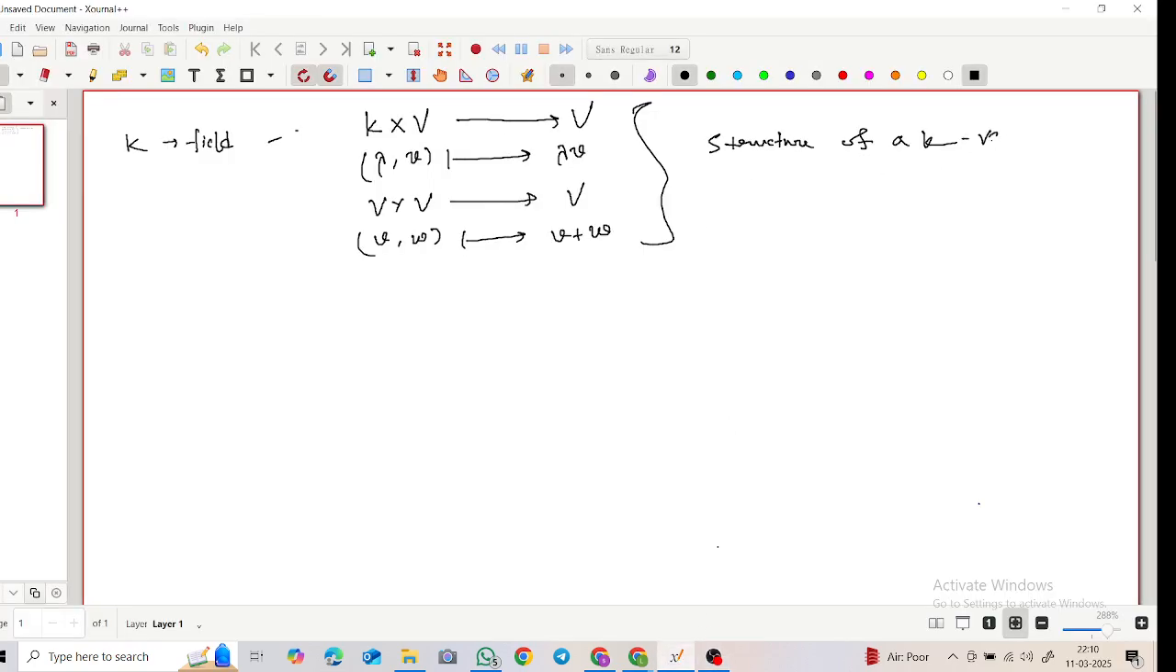Structure of a K vector space. So what is a K field? Let R be a ring. Let's take a commutative ring with identity, and another set. So what is a module? A vector space, an R module.